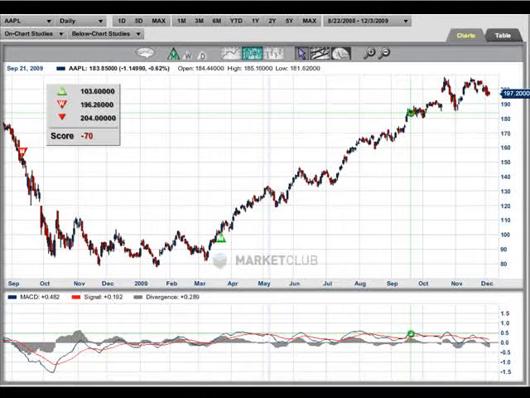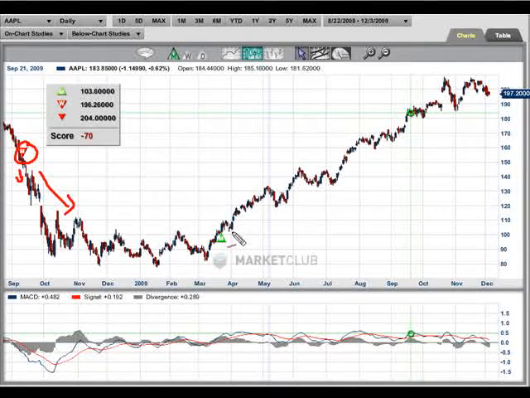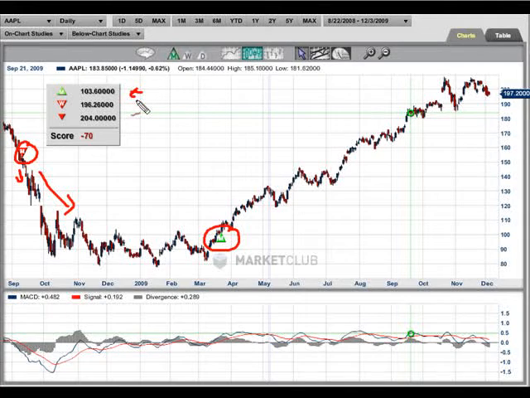We basically were negative last year, right here. You can see this is around the September period. Market went down, and we got long right here. Here's the price, 103.60, and that was on March 23rd. And as you can see, the market's had a pretty good run up. Now, that's all well and good.